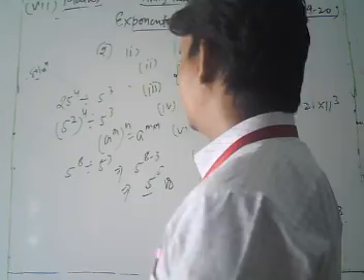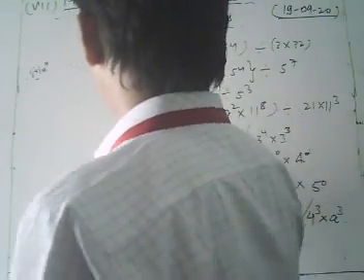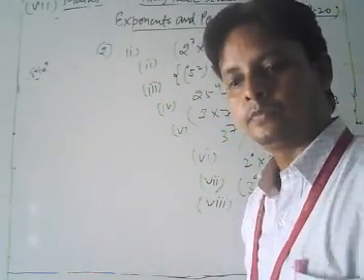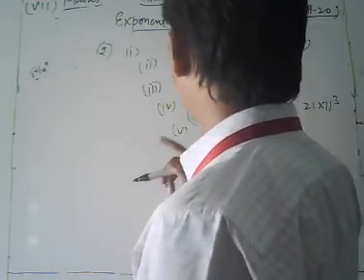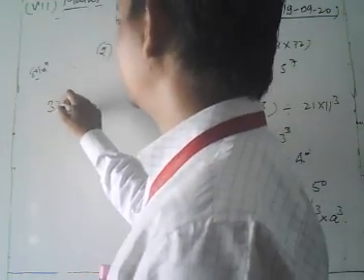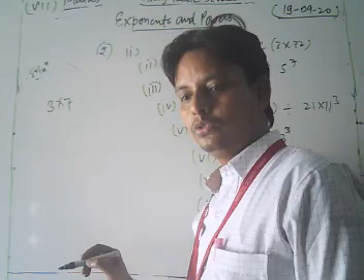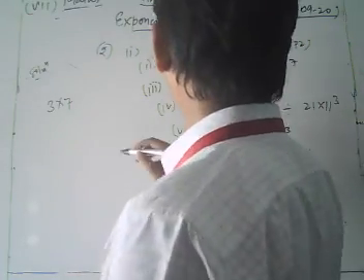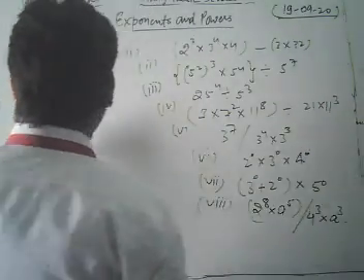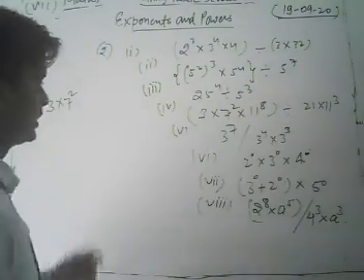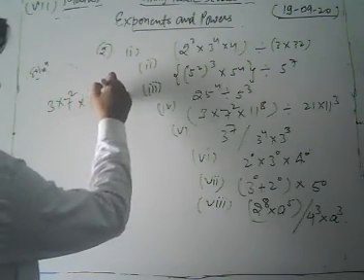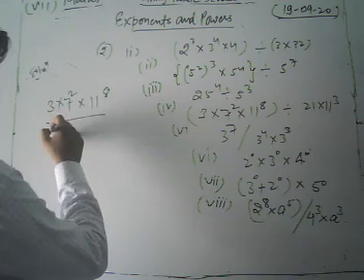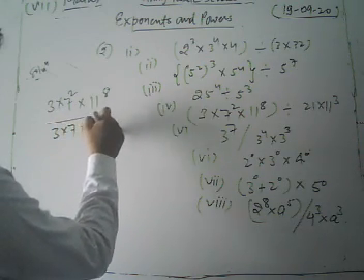Let's see. Now we take and solve the next part of this question. Look, next question is 3 into 7 square into 11 to the power 8 divided by 21 to the power 3. We can write 21 as 3 into 7, and 11 to the power 3 stays.